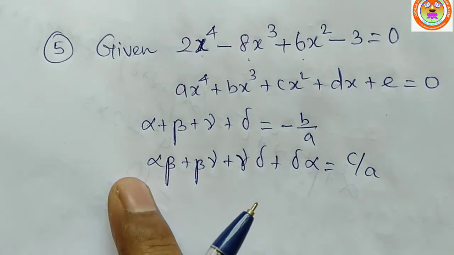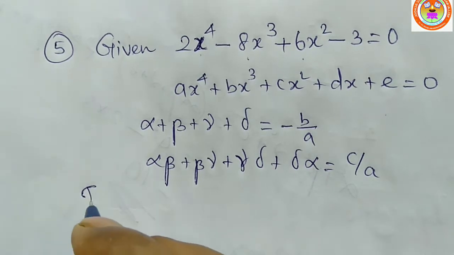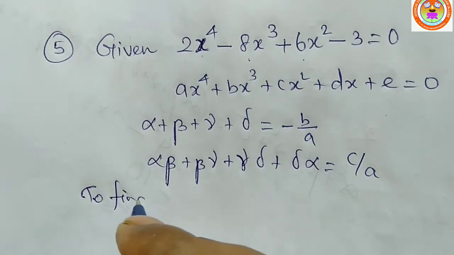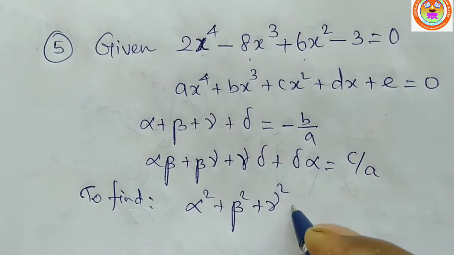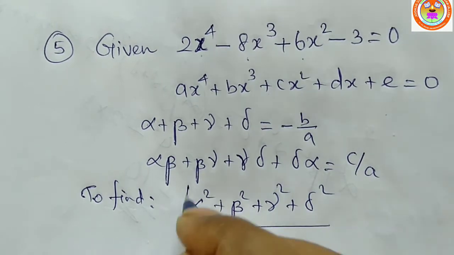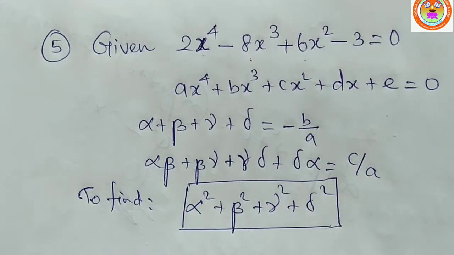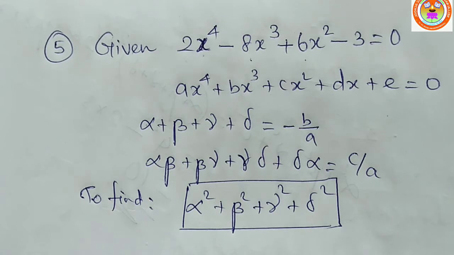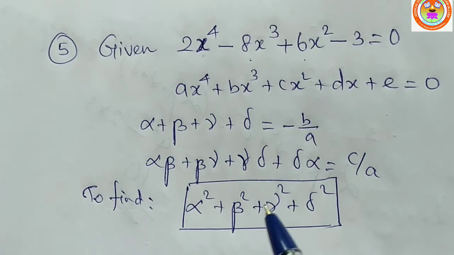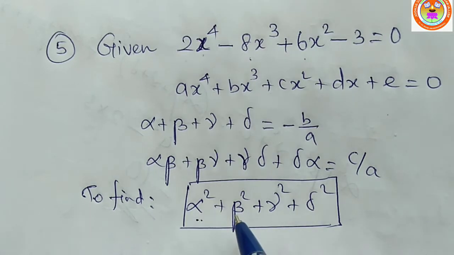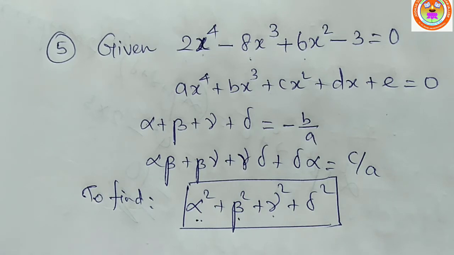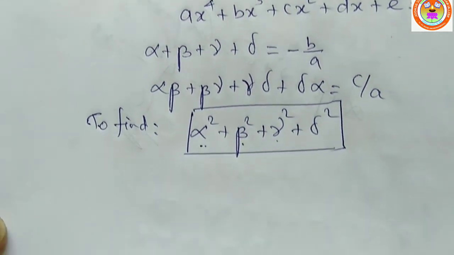In this question, our aim is to find the value of alpha square plus beta square plus gamma square plus delta square. Reason is, see this question, find the sum of squares of the roots. This is the sum of squares of all the 4 roots. So our aim is to find alpha square plus beta square plus gamma square plus delta square. Is it clear? Okay. Now start this question.